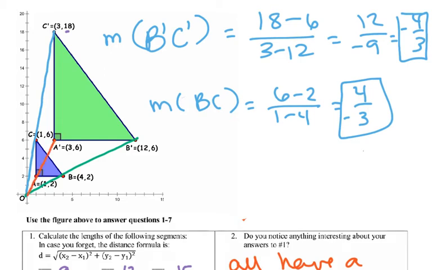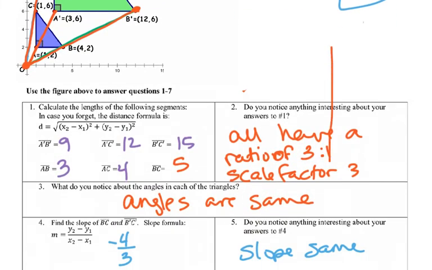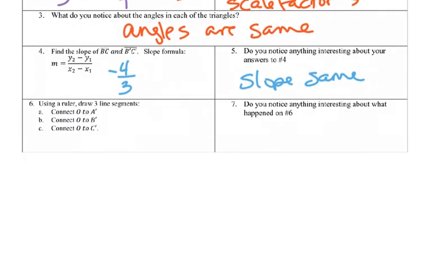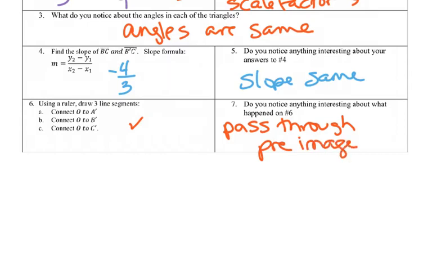So what do you notice about that? Look at the picture. Do you notice that if we start at the center of dilation and go to B prime, the image, it passes through the pre-image every single time? Okay, that's not a coincidence, and it doesn't happen just sometimes. It's going to happen all the time. So I'll just put check because we did that. It's going to pass through the pre-image. That's one way you can tell if you actually have a dilation, because that's always going to work.